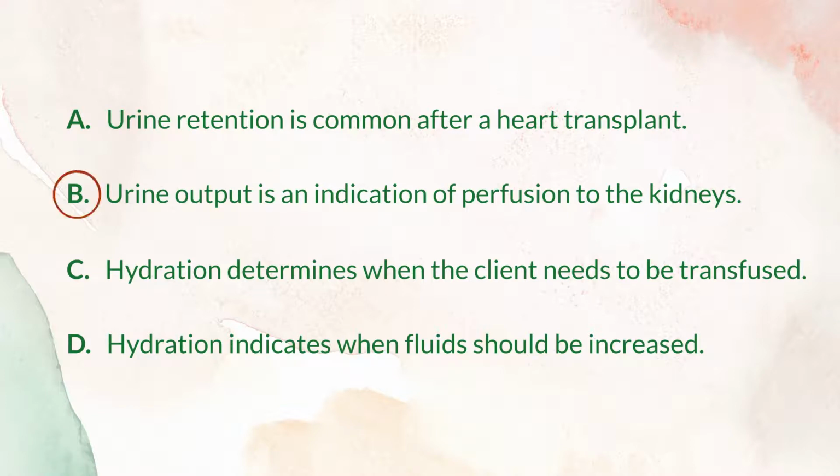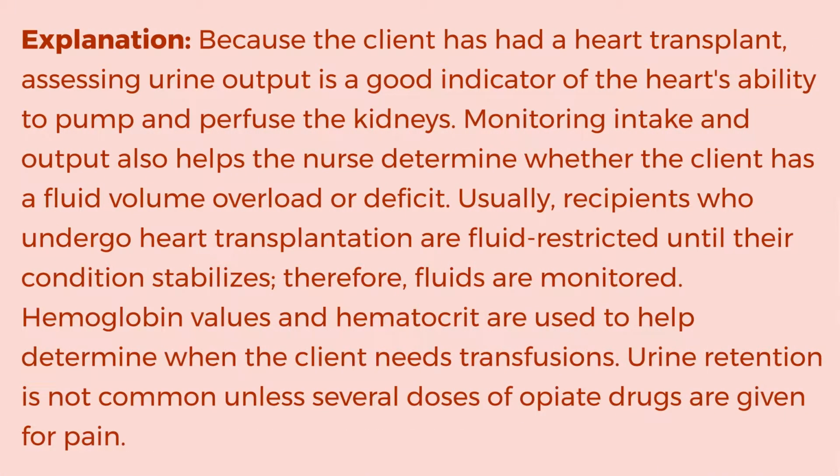The correct answer is B. Urine output is an indication of perfusion to the kidneys. Explanation. Because the client has had a heart transplant, assessing urine output is a good indicator of the heart's ability to pump and perfuse the kidneys. Monitoring intake and output also helps the nurse determine whether the client has a fluid volume overload or deficit. Usually, recipients who undergo heart transplantation are fluid restricted until their condition stabilizes, therefore, fluids are monitored. Hemoglobin values and hematocrit are used to help determine when the client needs transfusions. Urine retention is not common unless several doses of opiate drugs are given for pain.